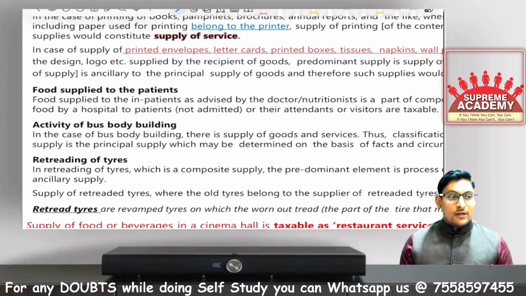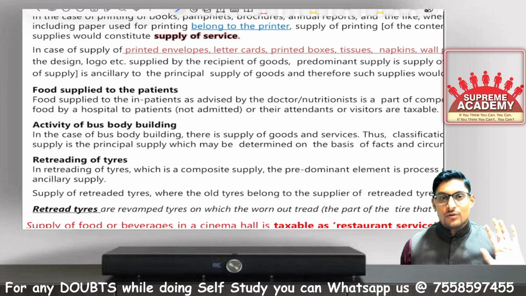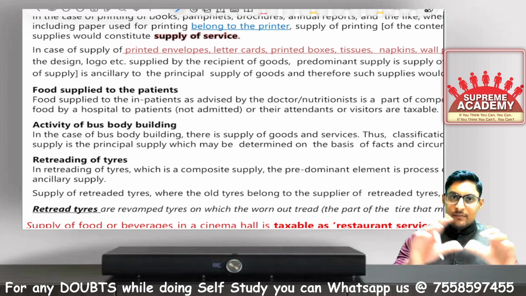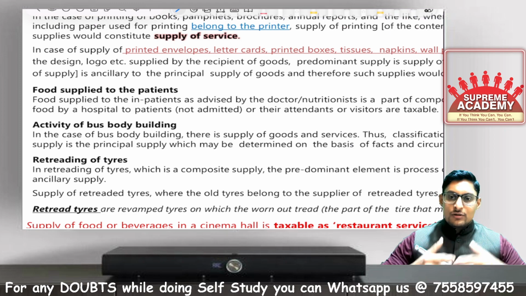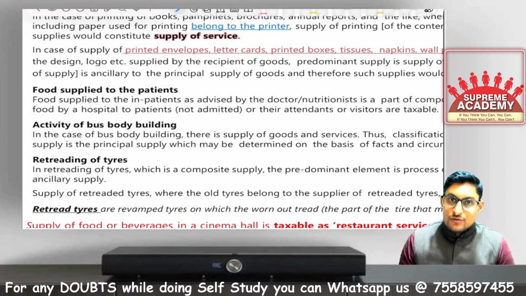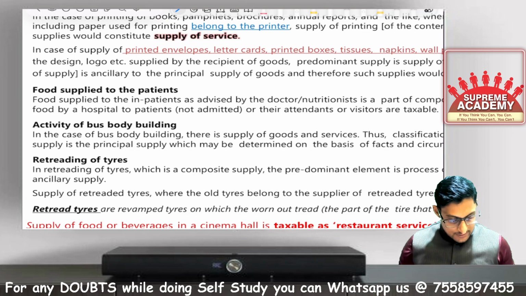Option number two: the company purchases the raw material on its own, then creates the metal frame of the bus and gives it to the Tata company. In this case, it will be a supply of goods. It depends on the case.